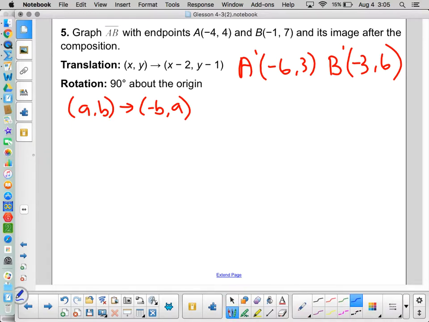Then we do the rotation. 90 degrees around the origin. AB goes to negative BA, so A double primed goes from negative 6, 3 to negative 3, negative 6, because we switched these two around and changed the sign of the first one. And B double primed goes from negative 3, 6 to negative 6, negative 3.